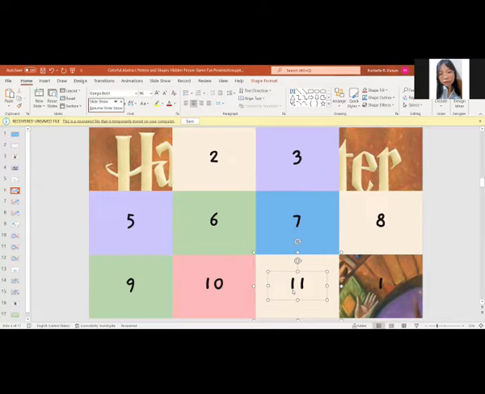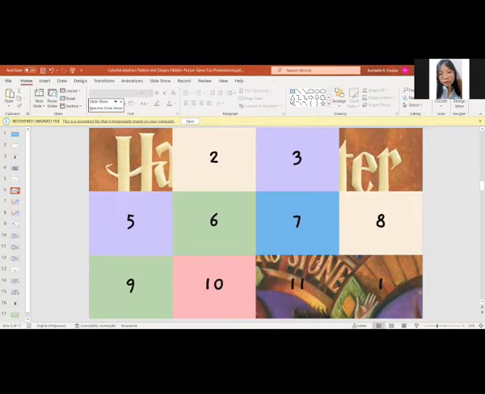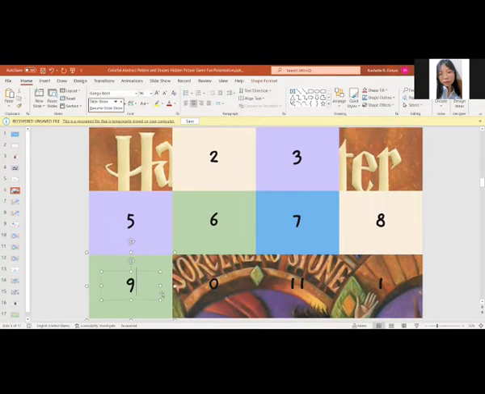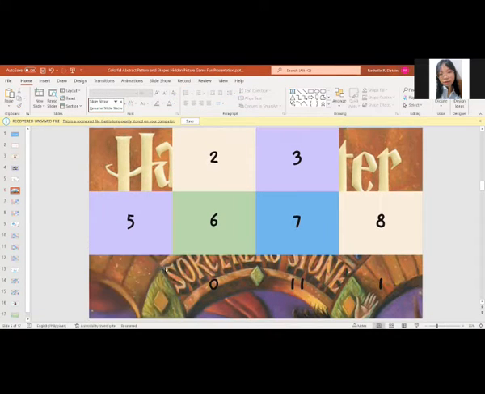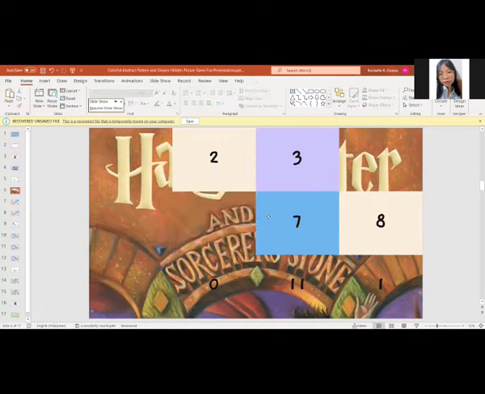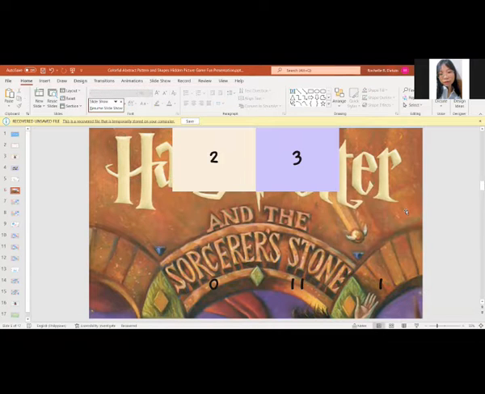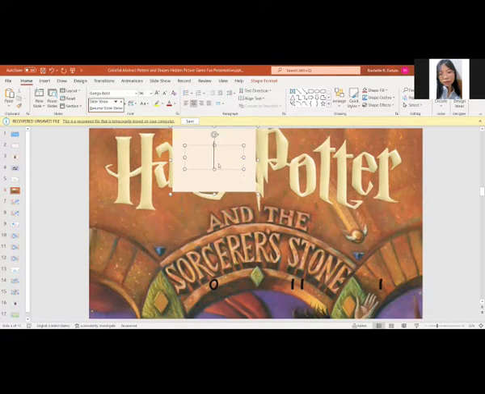What is this? Keep your answers coming. What is this? Very good, Nash. This is Harry Potter. Let's reveal all the hidden picture. This is Harry Potter.